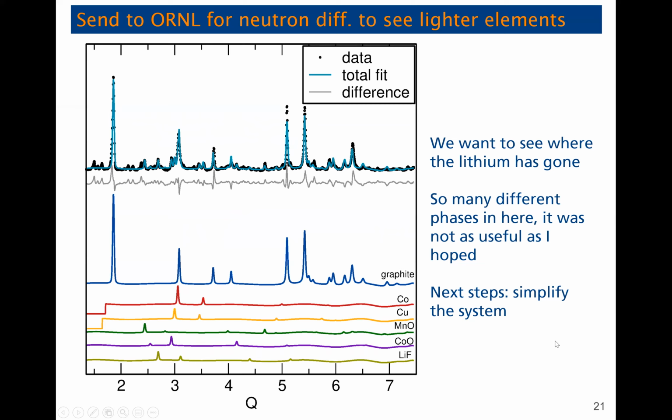But it is really useful to have the complementary methods, the synchrotron and the neutron, because each of them can tell us something that the other can't. So given that we're stuck in this zone of having a really complicated bunch of phases, my next step on this project is going to be to try to mimic the original system, which was like graphite and all these oxides and different metals mixed up together.